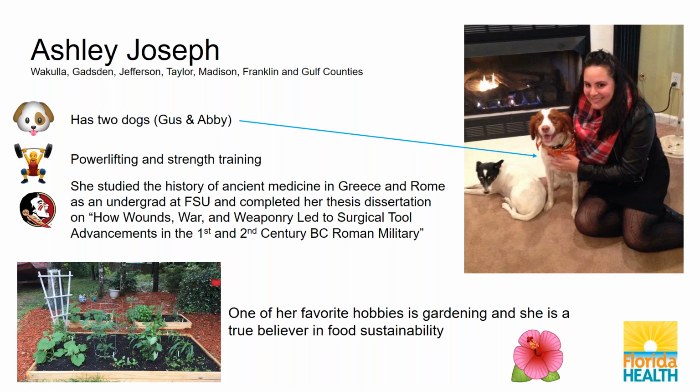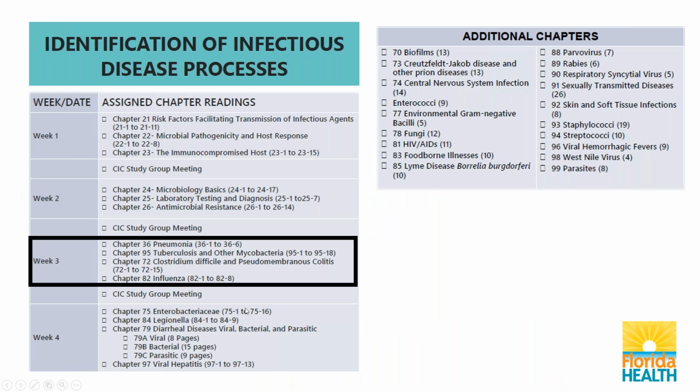Okay, so I did put this PowerPoint together while I was at the conference, so I was unable to do my little last assignments. So for week 4, right? These are the last things that we need to read for week 4. And then we're ready to take our first 50 practice questions from the certification study guide. So you're going to want to do Enterobacteriaceae, Legionella, diarrheal diseases, chapter 97, which is viral hepatitis.